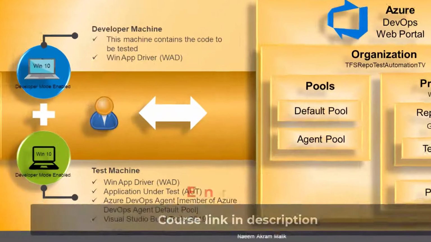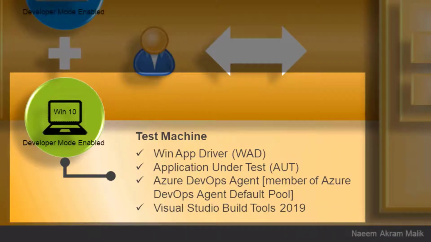On the test machine, you will need the software listed on the screen to be installed to run the test automation. The tools are Visual Studio Build Tools 2019, Windows Application Driver, Azure DevOps Agent, and the application under test. Please note that you also need to have the Windows 10 developer mode enabled on this machine. And notice that you don't need Visual Studio to run the test automation. All you need is Visual Studio build tools.